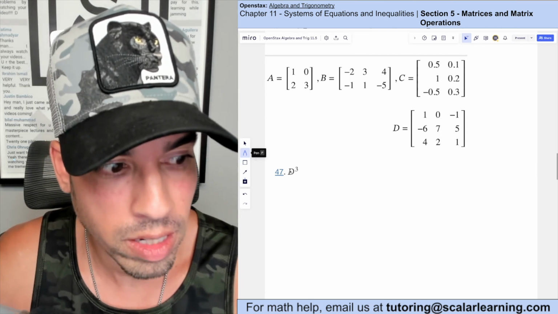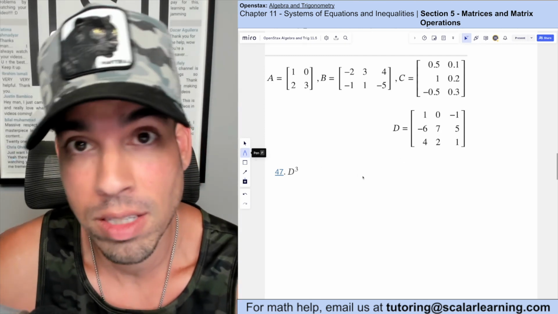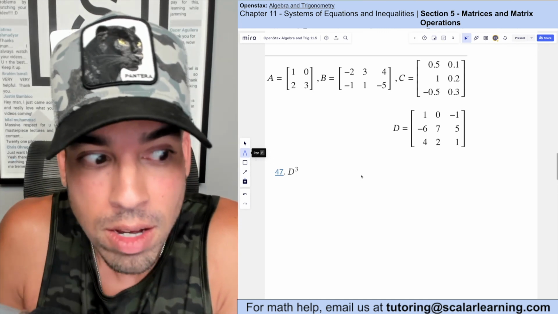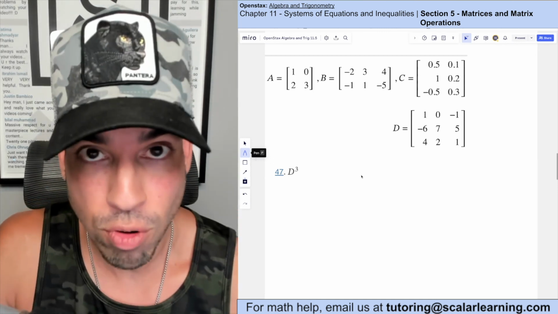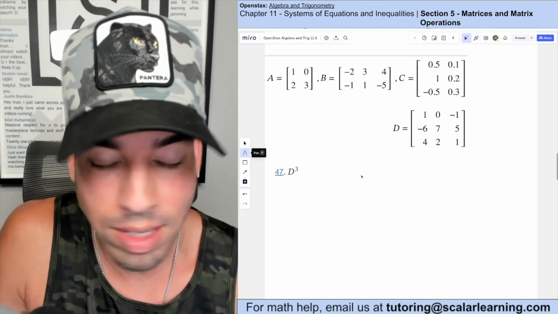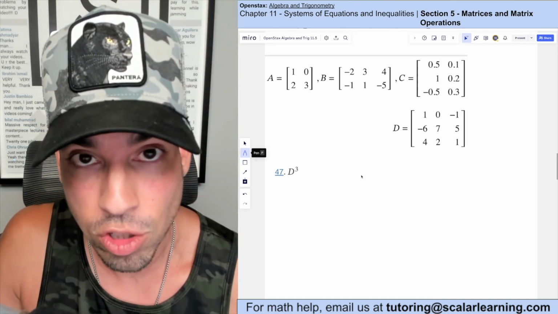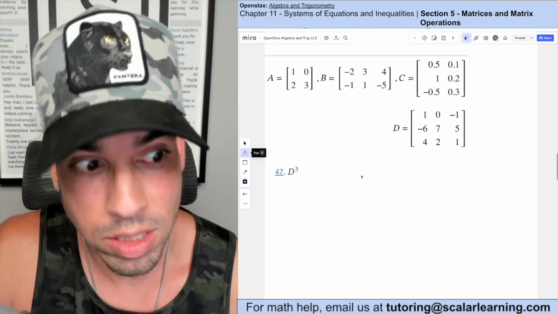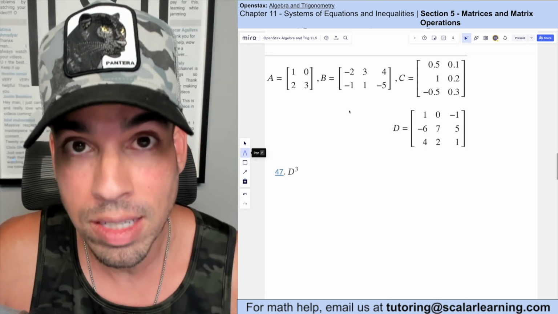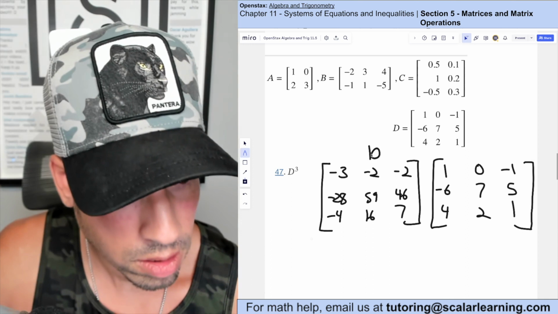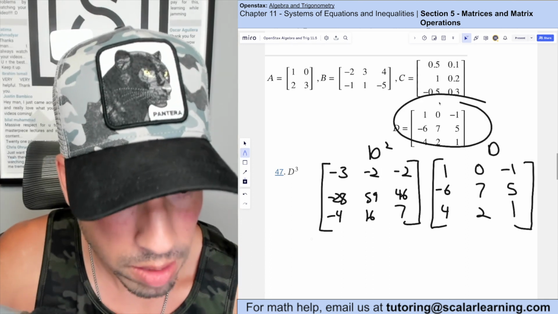So this one is D cubed. Now, that's again D times D times D. Normally I would do D times D first, and then that result times D again. That's going to take quite a while. But in question 45, I did D squared, so you can go back and see how I did that. So I'm going to start with D squared times D. So this is D squared, and this is D, right? It matches this.